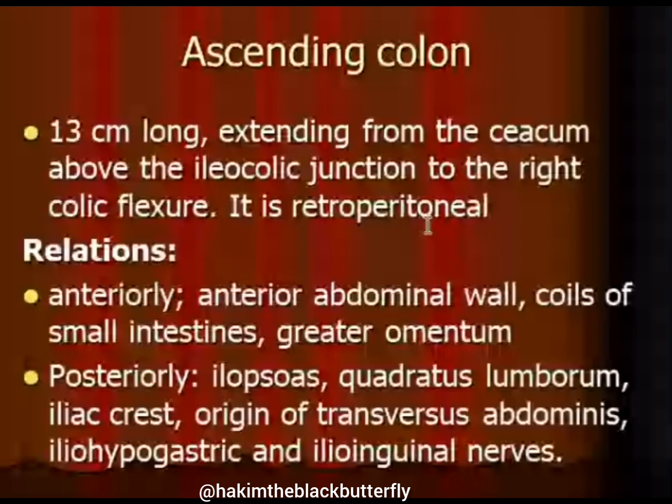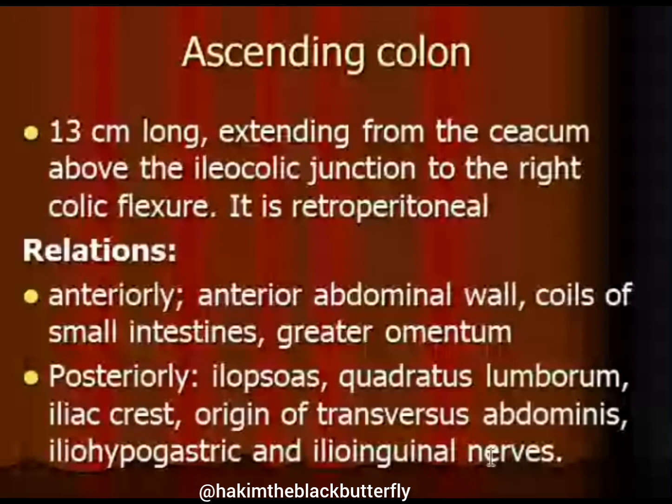So it is the ascending colon because it is moving up in the right lumbar region, and anterior to it will have these structures, posterior to it will have these structures. Remember the psoas muscle and the quadratus lumborum muscle, the muscles of the posterior abdominal wall. They lie posterior to the ascending colon on the right. The iliac crest is part of the iliac bone.